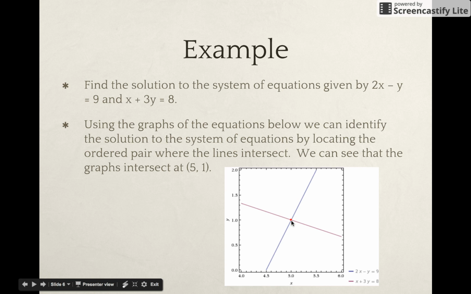They intersect here at this ordered pair. And it appears that that ordered pair is the ordered pair 5 on the x-axis and 1 on the y-axis. So the ordered pair 5, 1. And so the solution to this system is 5, 1.